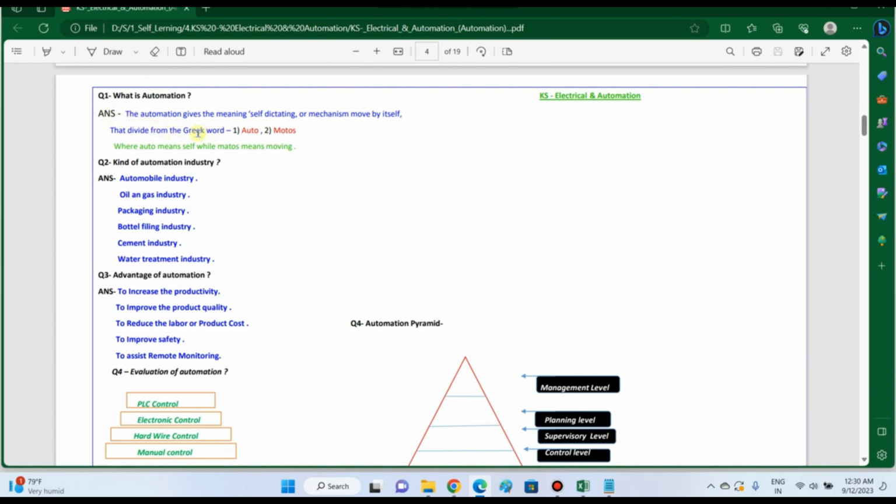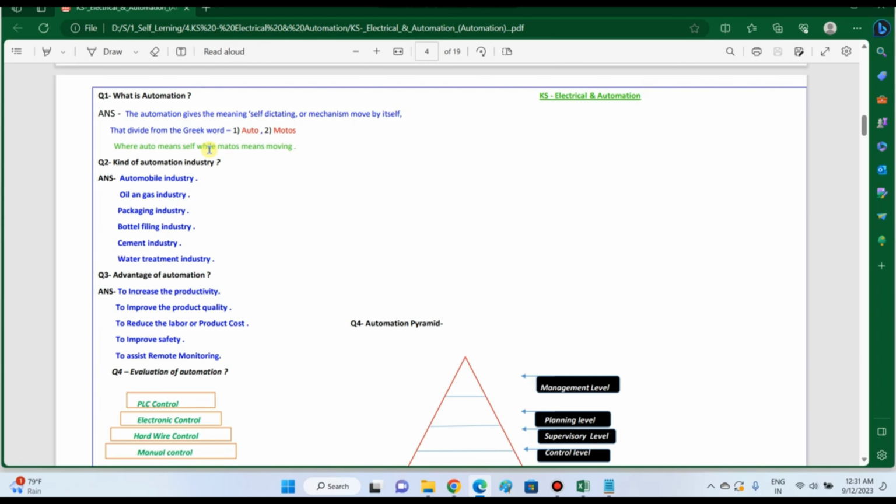It is divided into two Greek words. First is auto, which means self. Second is motos, which means move. Both words are taken from the Greek language, where auto means self while motos means move. So any work done automatically is called automation.